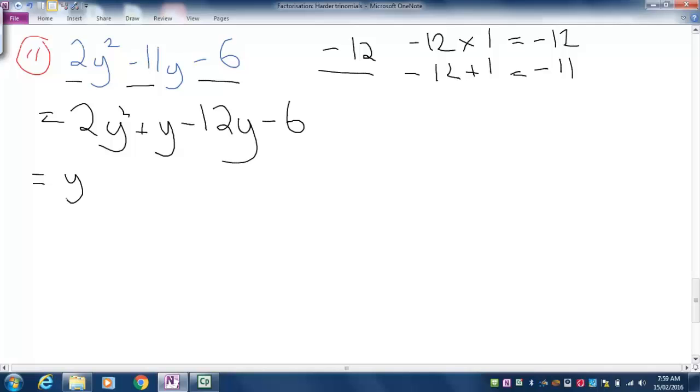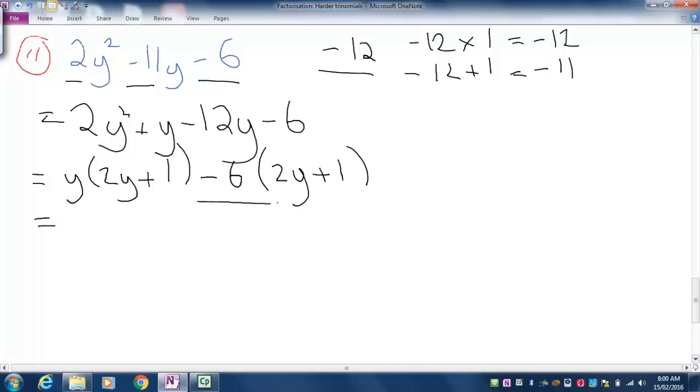y outside of 2y plus 1 minus 6 outside of 2y plus 1. It can be a good idea to just check your signs there by multiplying out. So when I multiply that negative 6 by the 2y, I'm going to get a negative 12y, and I multiply negative 6 by positive 1 and I get negative 6. So that tells me my factorisation is correct.